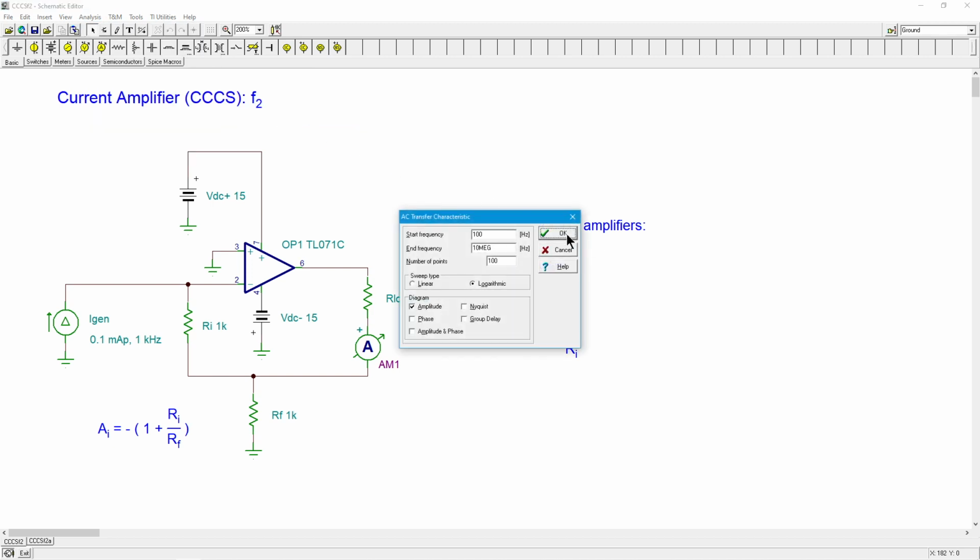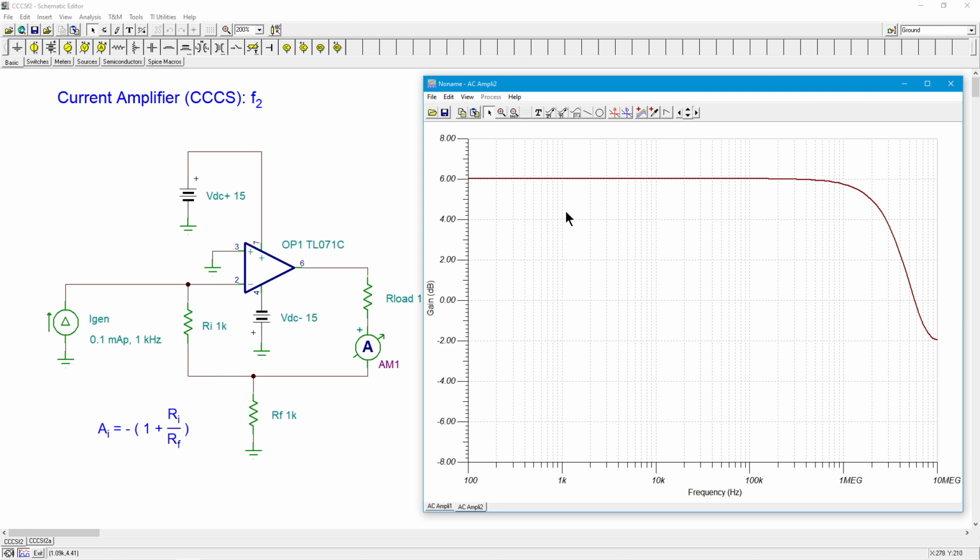What do you think is going to happen? All right, so our gain did go down to 6 dB, right? Because it is a gain of 2 now, so that's great. 6.02, which is the exact value. So we need to drop down 3 dB from that. Okay, that's close enough. 3.5 meg. That didn't work.